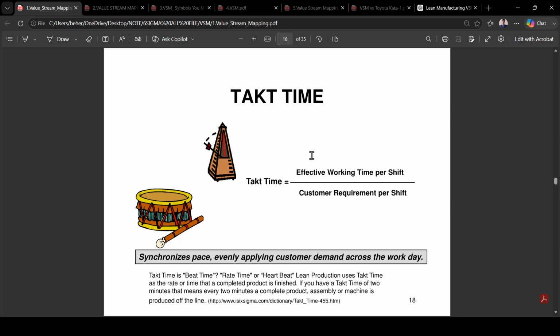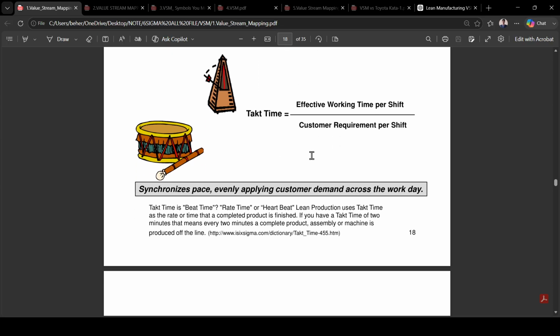And this is the takt time. What is takt time? Effective work time per shift divided by customer requirement per shift. It synchronizes pace by evenly applying customer demand across the workday. So takt time is the beat time, or heartbeat. Lean production uses takt time as the rate at which a completed product is finished. If you have a takt time of 2 minutes, that means every 2 minutes a complete product, assembly or machine is produced off the line.